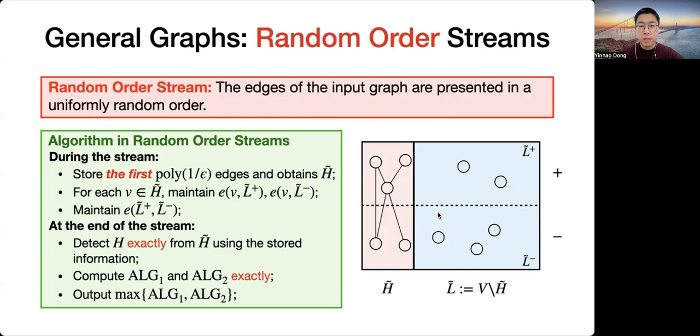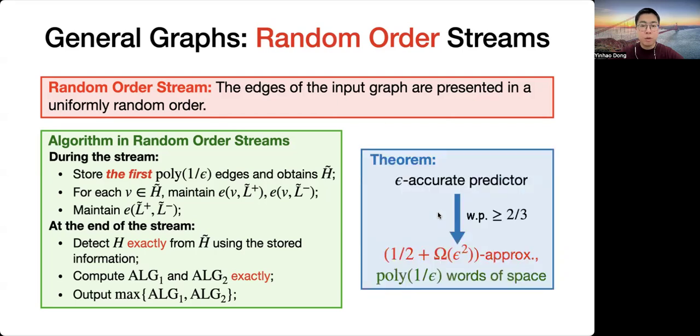Okay, this is the streaming phase. Now we have stored some edges and maintained several counters. At the end of the stream, we can exactly detect H from H tilde, since H tilde contains all the high-degree vertices with probability at least 2/3. We can use the stored information to compute the degrees of the vertices in H tilde and compare these degrees against the threshold to determine which vertices belong to H. So the red vertices correspond to H and the blue vertices correspond to L. Now we can exactly compute the values of two candidate cuts, ALG1 and ALG2, using the stored edges and counters. Finally, we output the maximum of ALG1 and ALG2.